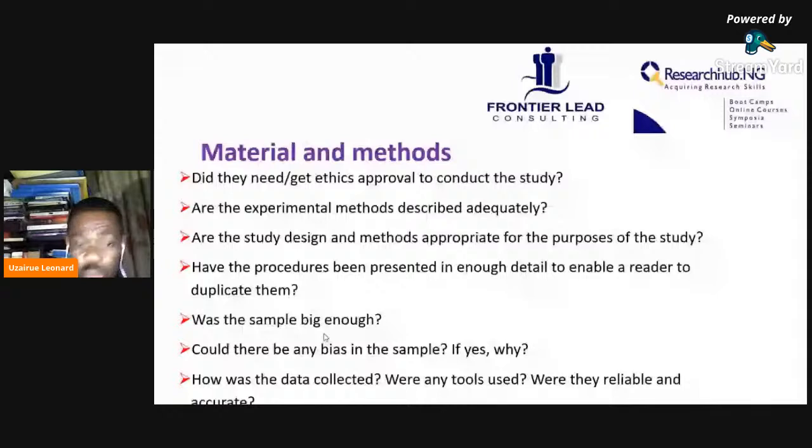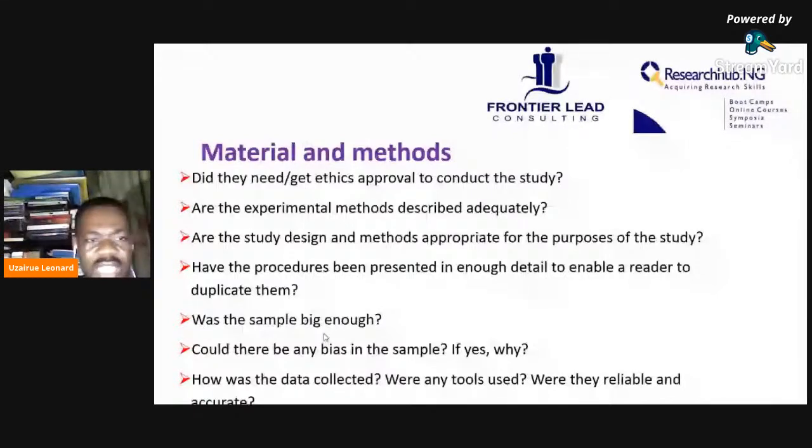But what you can do is analyze your data. Was your sample size big enough? Because if your sample size is not big enough, you take up a risk that the results you are getting may not reflect the population. If your sample size is not big enough, there might be an issue.